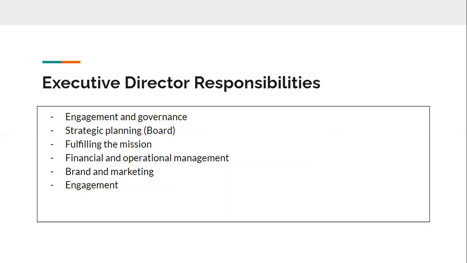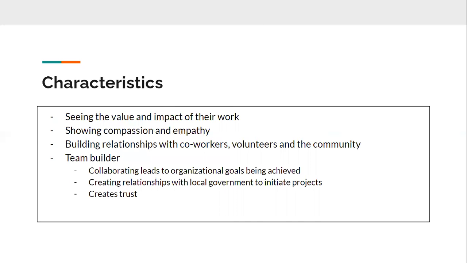Then next, I'll talk about characteristics. There are some important characteristics an executive director must have. The first is seeing value and impact of their work. The ED needs to understand how the work they're doing is valued by the people receiving it, and they need to show that the impact is being made. Showing compassion and empathy towards the cause and the people they're serving, and the people they're working with, and creating strong relationships with coworkers and the community. Shows that the ED cares about what they're trying to accomplish and that they fully support it.